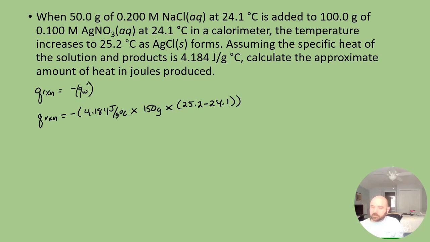And again, this is just a matter of punching this one in our calculator. We will say 4.184 times 150 times 25.2 minus 24.1. The result is 690.36. So the heat released by this reaction is 690.36 joules.